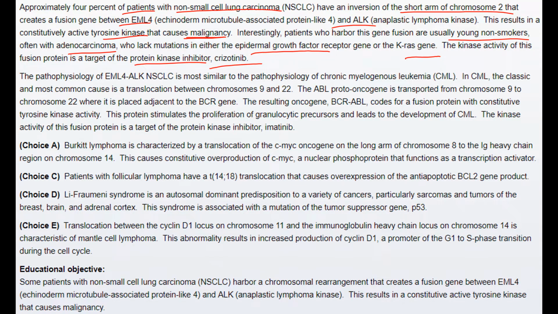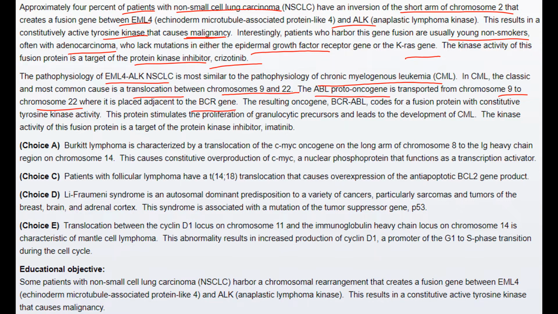The pathophysiology of EML4-ALK NSCLC is most similar to the pathophysiology of chronic myelogenous leukemia. In CML, the classic and most common cause is a translocation between chromosomes 9 and 22. The ABL proto-oncogene is transported from chromosome 9 to chromosome 22, where it is placed adjacent to the BCR gene.